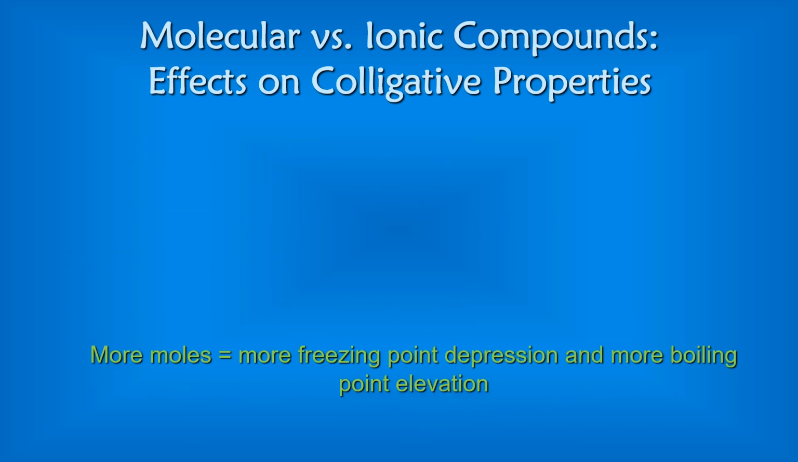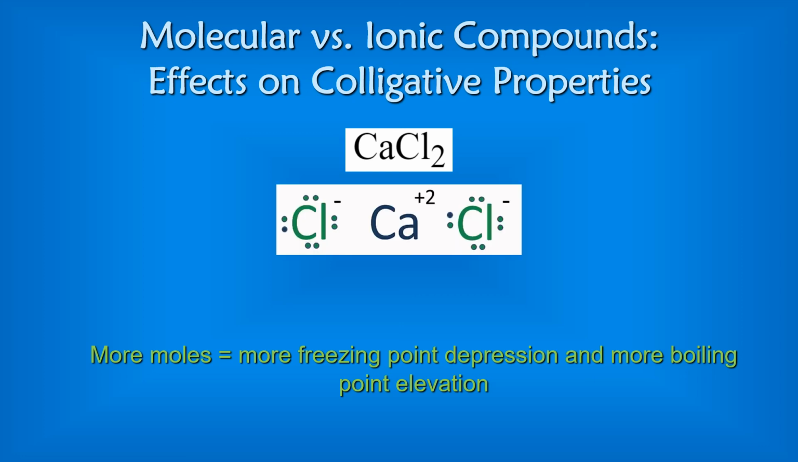Here's another example of an ionic compound, calcium chloride. When this goes into solution, it breaks down into a calcium ion and 2 chloride ions. So overall, we have calcium, chloride, chloride: 3 moles in the solution. That is going to increase the boiling point and decrease the freezing point even more than sugar and table salt. So that's how it works. It's only affected by the number of moles being dissolved, and not the nature or type of compound that we are dissolving.